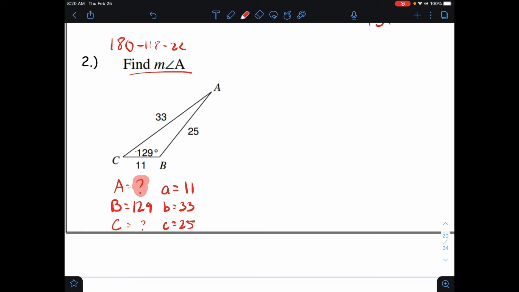So looking here, we're specifically looking for angle A. And in order to set up the proportion, you need to have all the information for at least one of the letters, which we do here, right? We have all the information for B. So that's great. We're definitely going to want to use B. So we could do sine of 129 over 33 equals, and then we're looking for A, so we'll do sine of angle A over 11, because that's your side A.